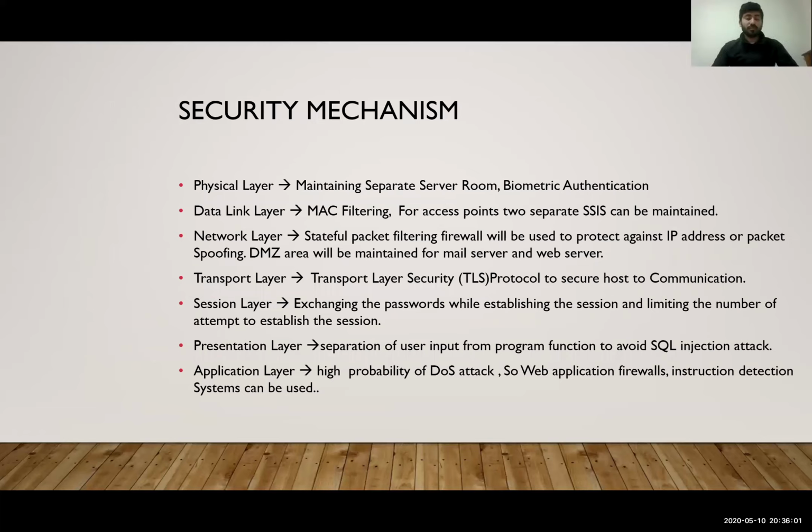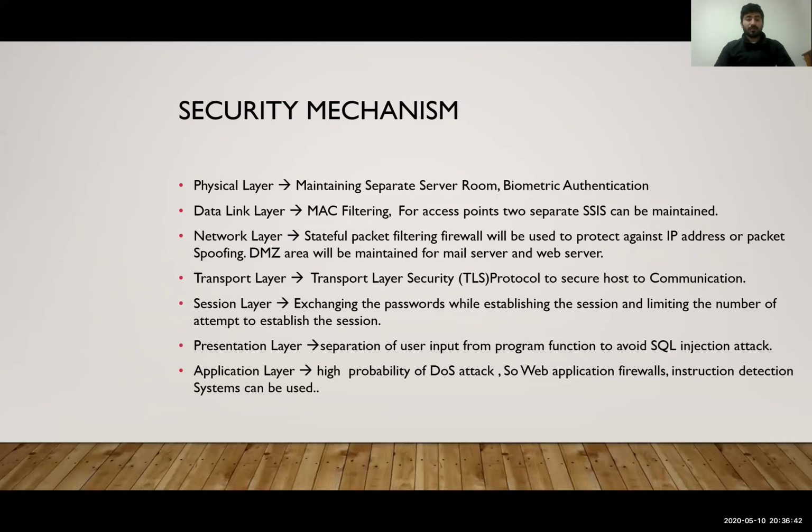When talking about the security mechanism, we have implemented security mechanisms for all of the 7 OSI layers. For the physical layer, we are planning to implement biometric authentication and maintain a separate room for the servers. And for other networking devices and computers, CCTV surveillance will be provided. For the data link layer, as MAC flooding and port stealing are the major threats in this layer, a MAC filter will be used as a security mechanism to secure this layer.